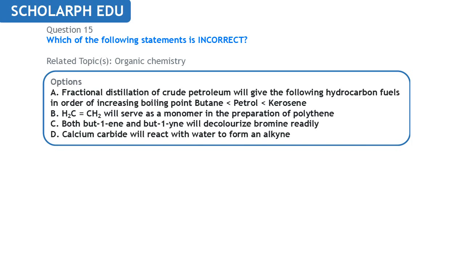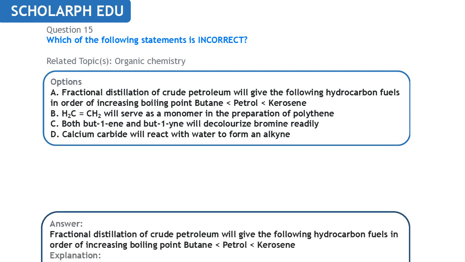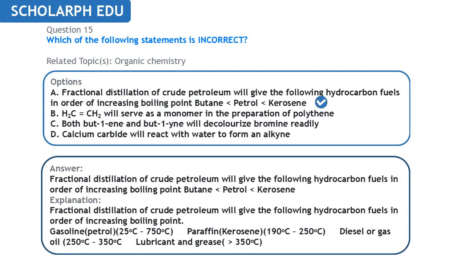Which of the following statements is incorrect? The fractional distillation will give the following hydrocarbons in the order of increasing boiling point. So these are the products of the fractional distillation of crude oil or petroleum. It will give these hydrocarbons in order of increasing boiling point, that is from the one with the lowest boiling point to the one with the highest boiling point. So you have gasoline, then paraffin, diesel, then lubricants, and grease.